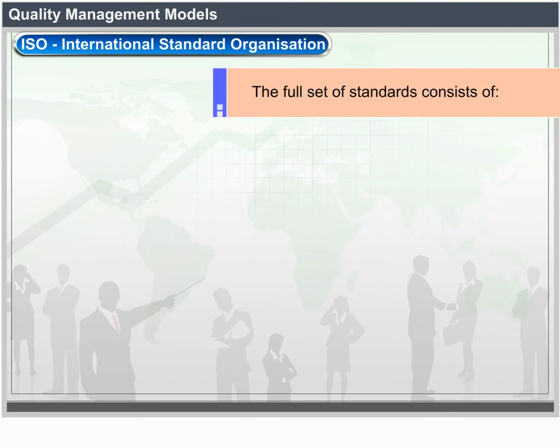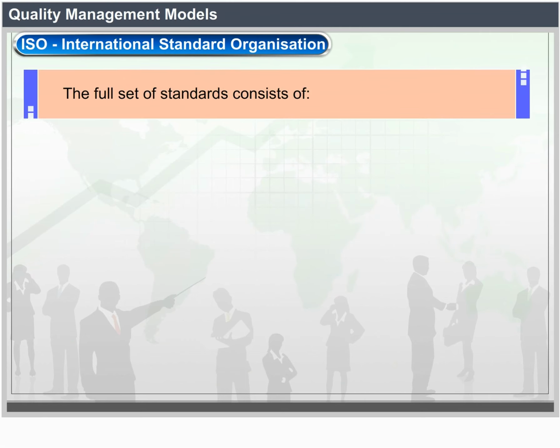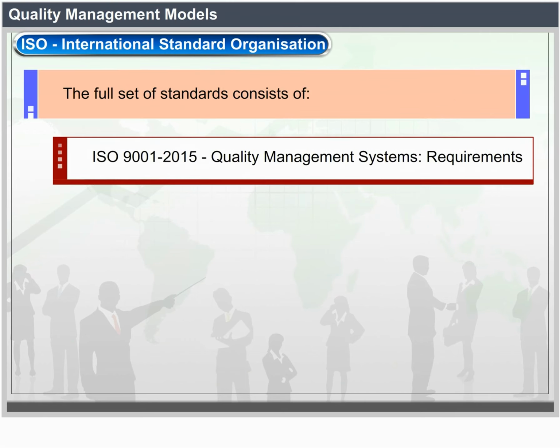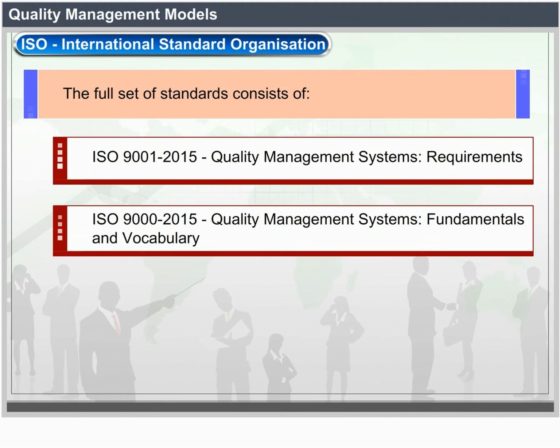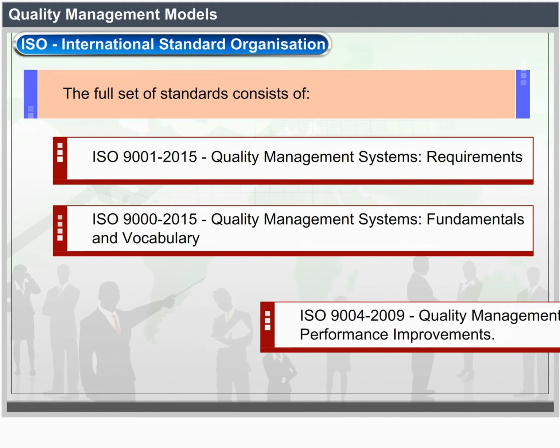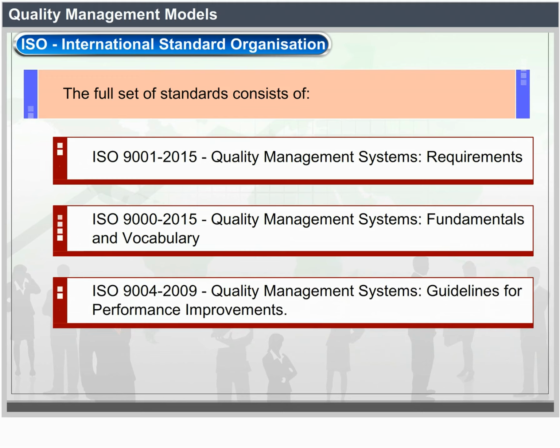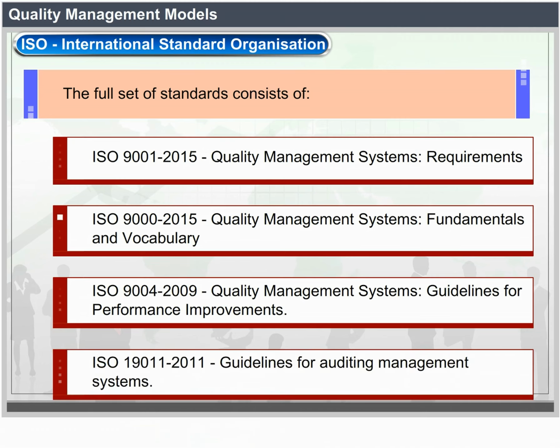The full set of standards consists of ISO 9001:2015, Quality Management Systems Requirements; ISO 9000:2015, Quality Management Systems Fundamentals and Vocabulary; ISO 9004:2009, Quality Management Systems Guidelines for Performance Improvements; and ISO 19011:2011, Guidelines for Auditing Management Systems.